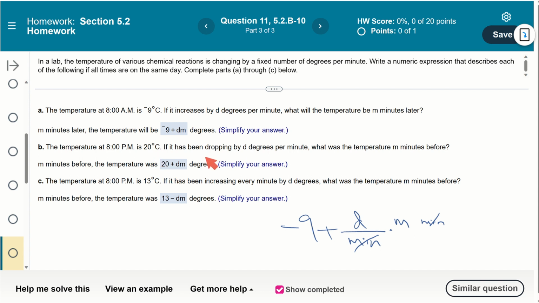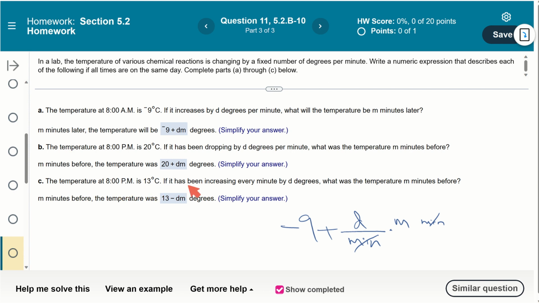All right, so here we start at, in the second part, you start at 20 degrees. That's where that comes from. And if it has been dropping by d degrees per minute, what was the temperature m minutes before? Be very careful. It's been dropping, so that means before it was a higher temperature, right? That's why you have plus dm. They're not asking m minutes from now. They're saying what? M minutes ago, right? So it becomes, that's when you have the minus a negative, so you get two negatives, so you get a positive, right?